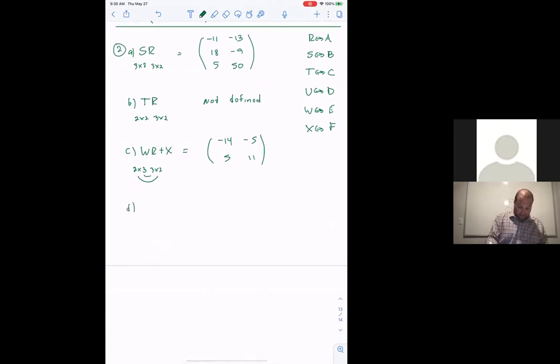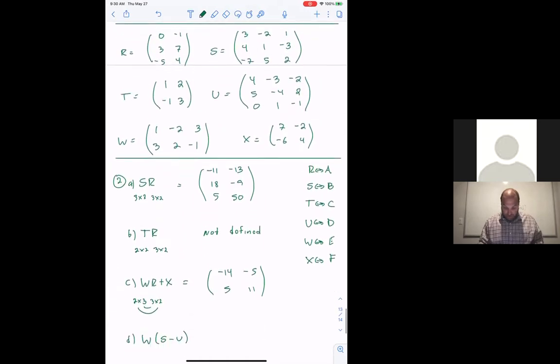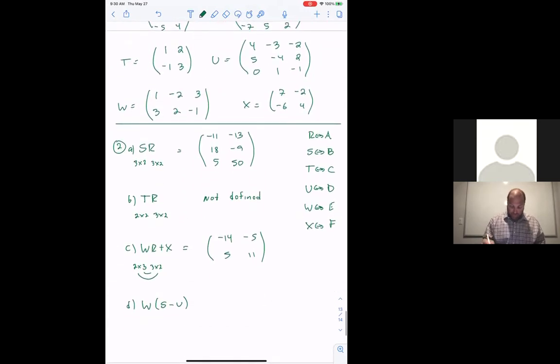D, W parentheses S minus U. Well, S and U are both 3 by 3s. So when I subtract them, I get a 3 by 3. And W is 2 by 3. Yep, I can do it. So W is E, parentheses, S is B, minus, U is D.